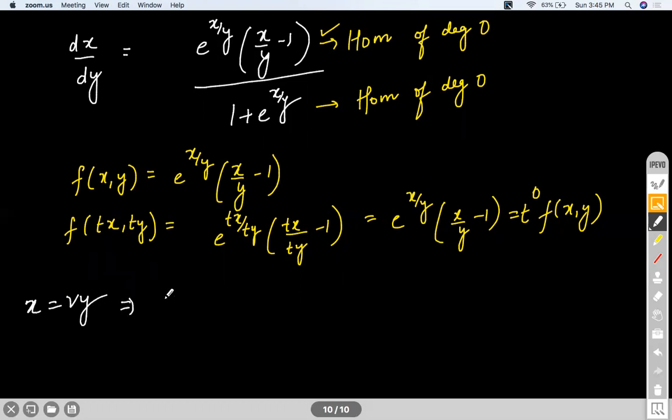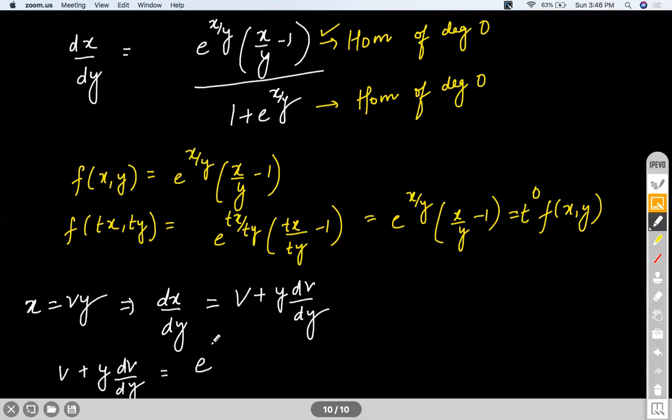So here x is equal to vy, so dx by dy you can write as v plus y dv by dy. Make sure you are using the product rule carefully here. So your left hand side, which is dx by dy, will now convert to this expression. Right hand side will become (e^v - 1)/(1 + e^v).